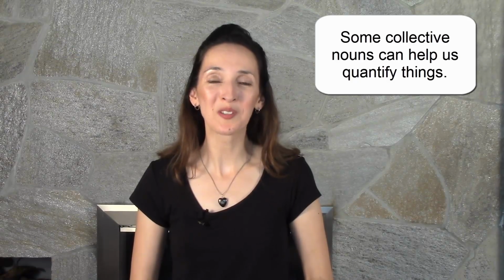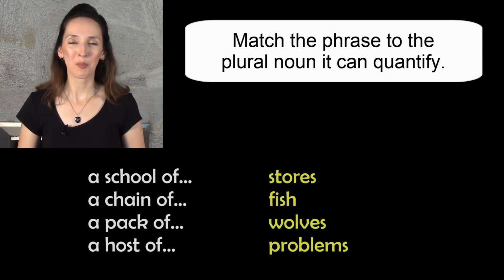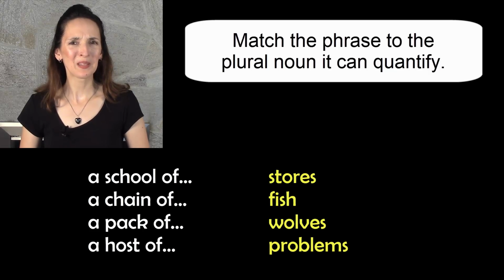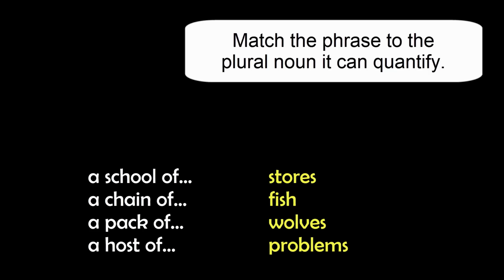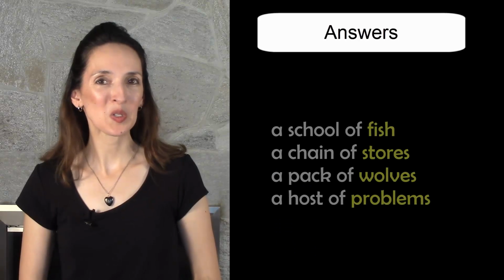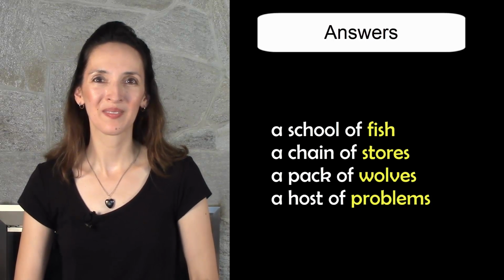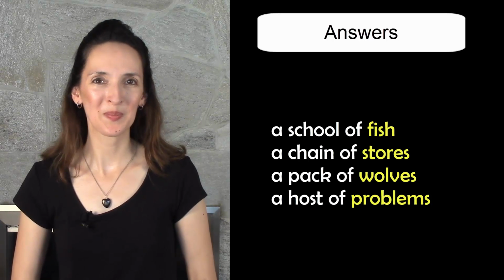Second, collective nouns themselves can help us quantify things. I'll share some examples now and some on Facebook. Match the phrase to the plural noun it can quantify. Make the most common matches. A school of fish, a chain of stores, a pack of wolves, a host of problems.